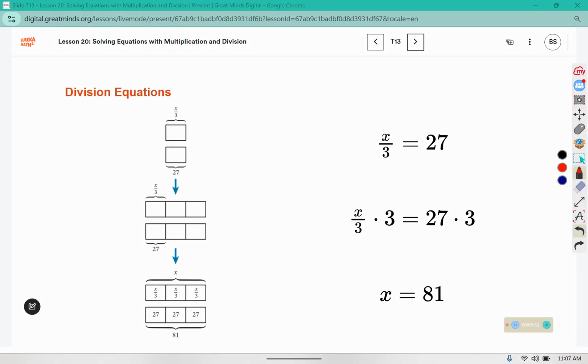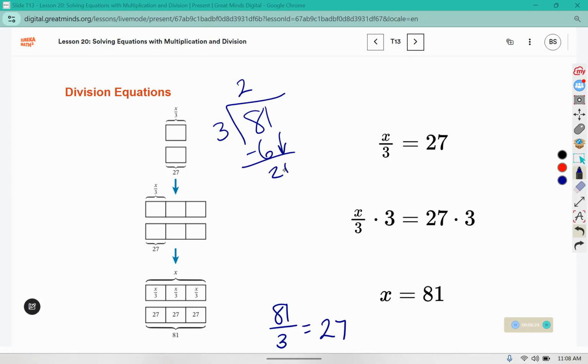Algebraically, to undo division, we multiply both sides by 3, and then we get x equals 81, because this would be 3/3 x, and 3/3 is just 1x. And we substitute to check. Is 81 divided by 3 equal to 27? 3 fits into 8 twice, and 3 fits into 21 7 times.